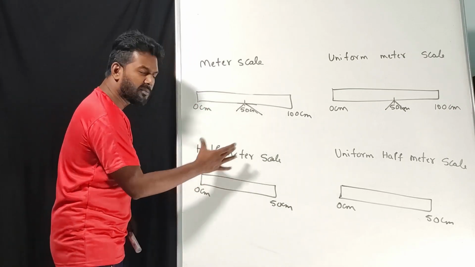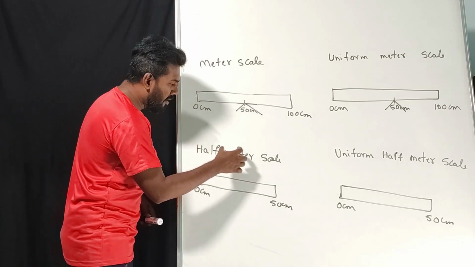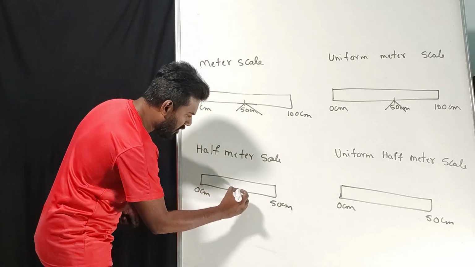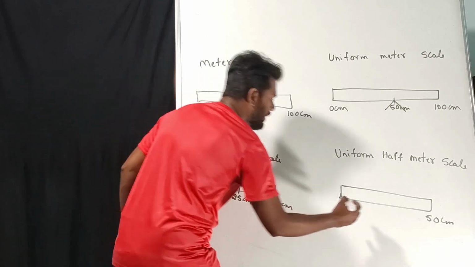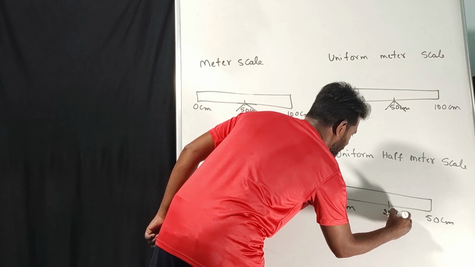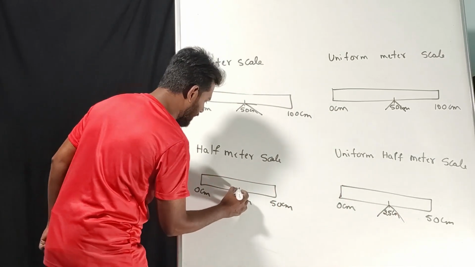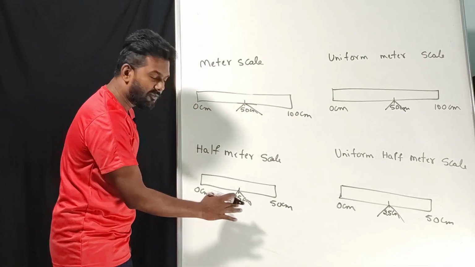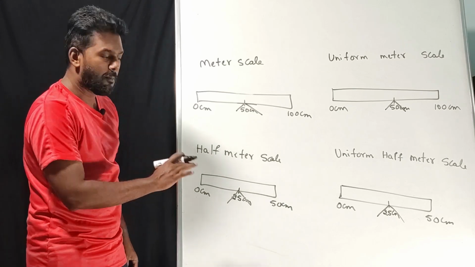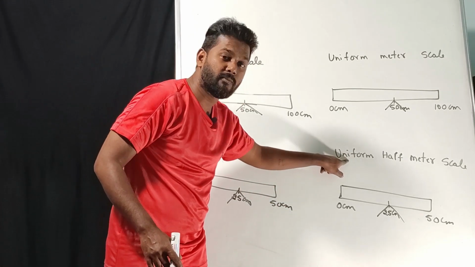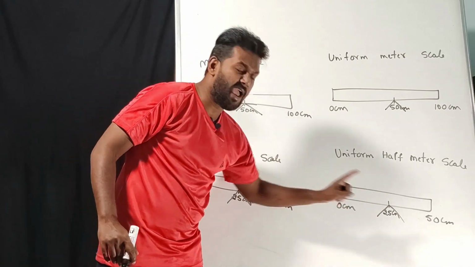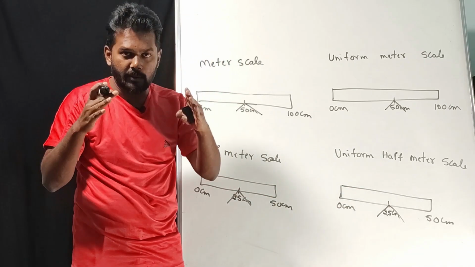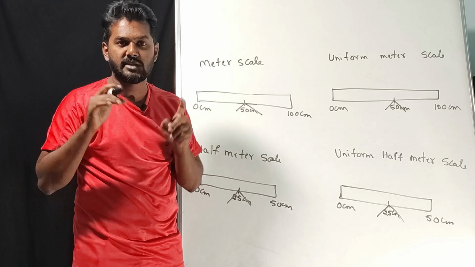The same thing holds here. Half meter scale, so exact center will be 25 centimeter. If you keep a fulcrum here at 25, it will not balance. But uniform is the key word. Uniform half meter scale, exactly at 25, if you keep the fulcrum, it will balance each other.